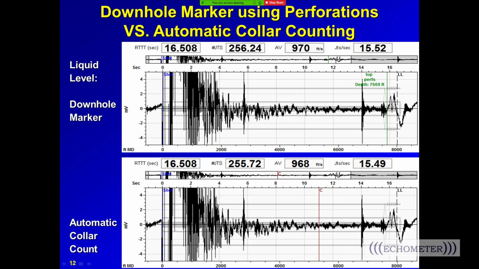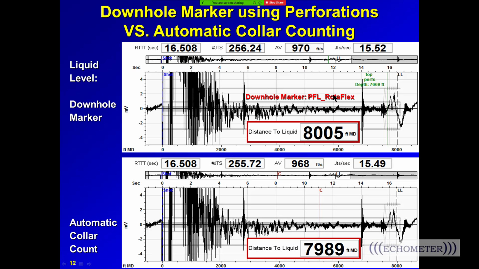All right, so this is a well out in West Texas. It's a Rotaflex well, and it's showing the same acoustic trace on both traces. This one is using the downhole marker method, so I'm using the perforation right there, the upkick of the perf, to determine distance to liquid. And this marker, this top perf at 7669, is very close to the liquid level.